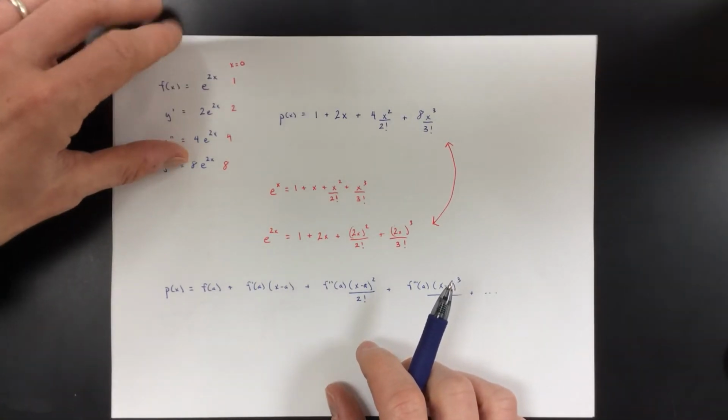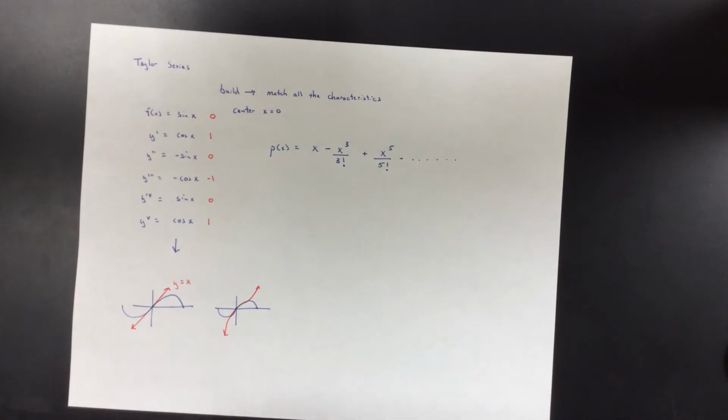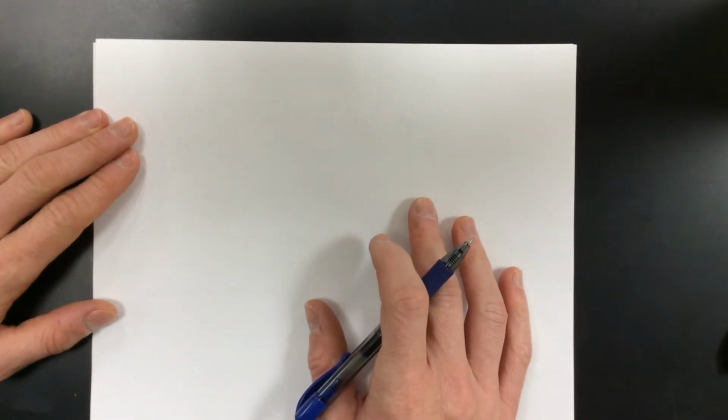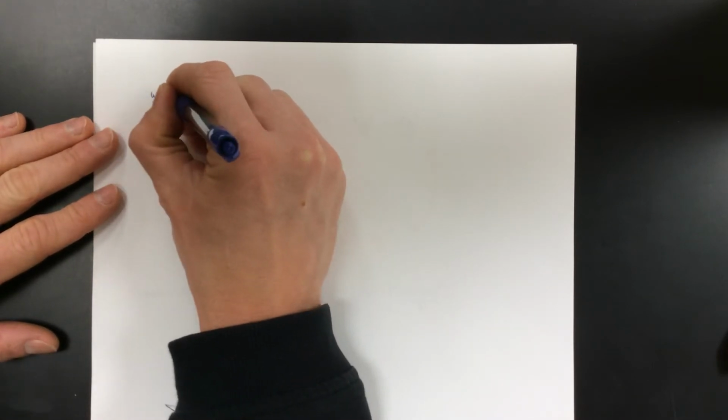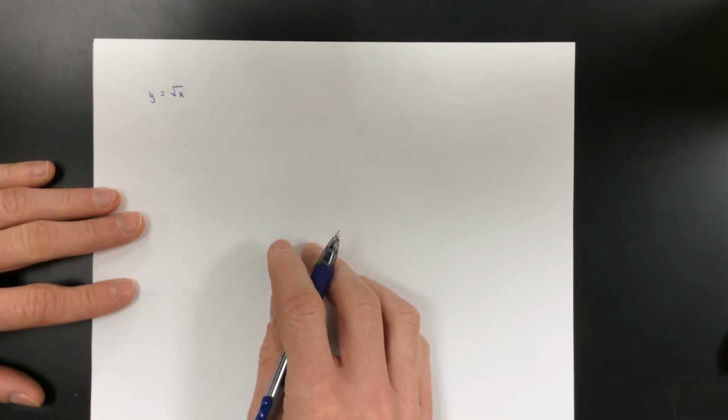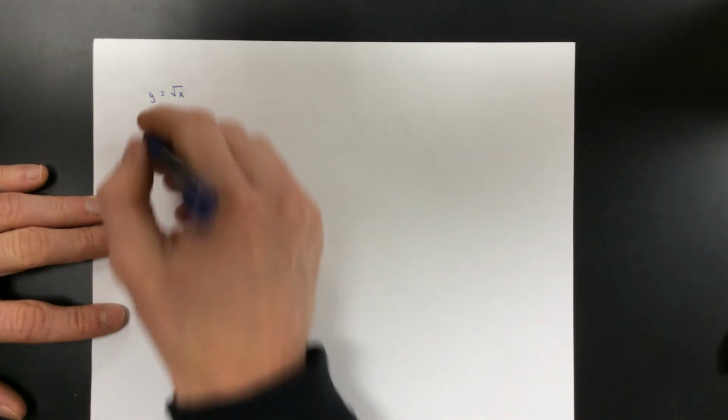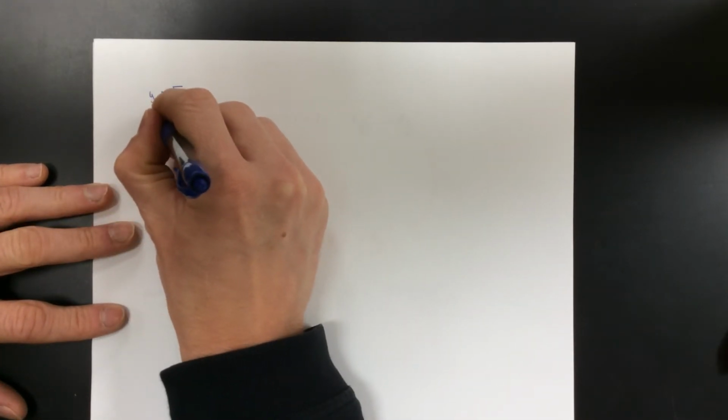Okay, let's build it at a different spot. Let's look at a square root. Let's just take y equals the square root of x. So that's my function, and that's not a pattern you even know. It's not a pattern that I necessarily even have memorized. But I can take a derivative of this.